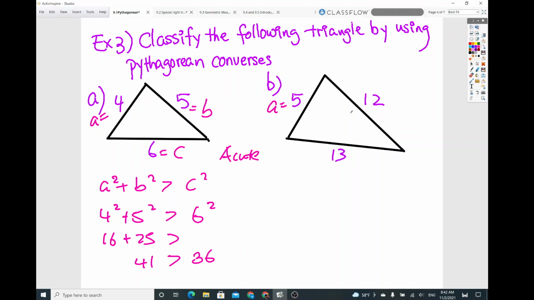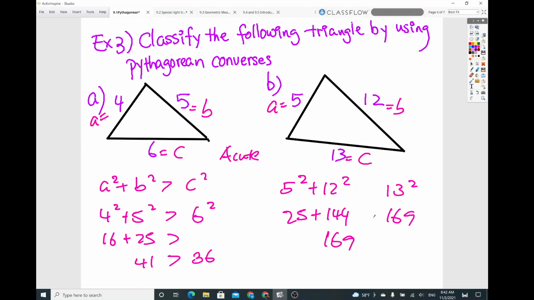So here's another one. a is 5, b is 12, and c is 13. It looks like this one is kind of like a Pythagorean triple, but let's find out. 5 squared plus 12 squared, compare the sum of these two numbers to 13 squared. So 25, 12 squared is 144, 13 squared is 169. So 144 plus 25 is exactly the same as 169. Since they're equal, a squared plus b squared equals c squared. Therefore, the triangle is a right triangle.